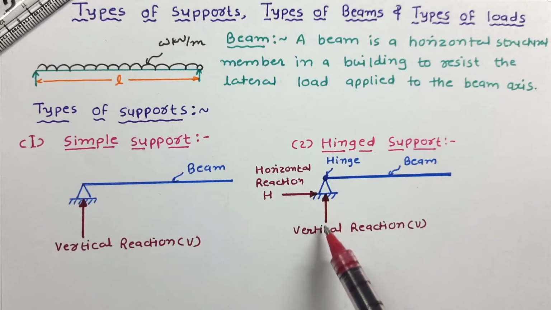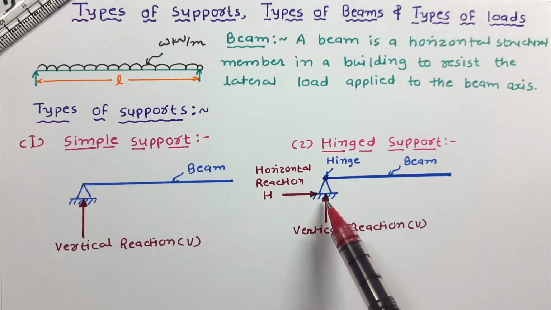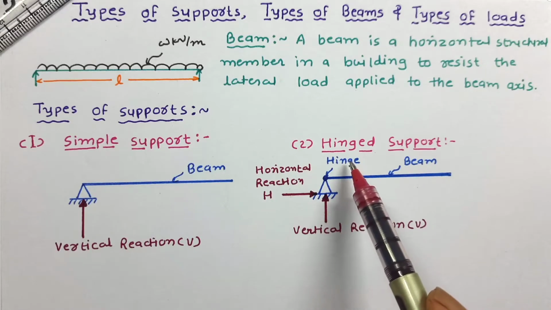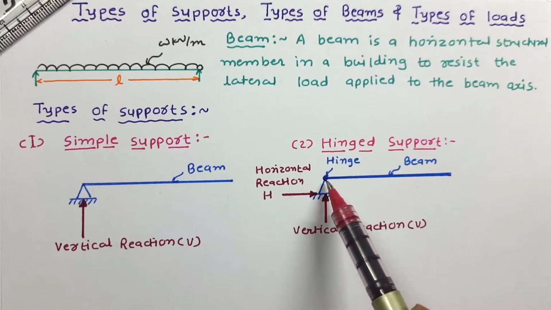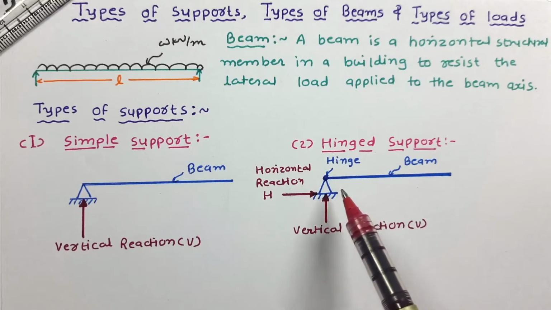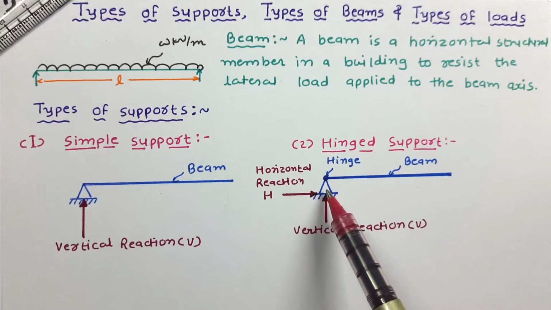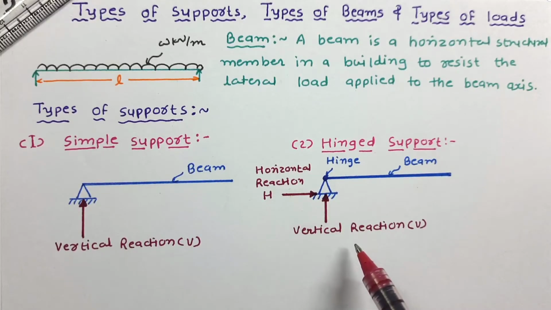The beam cannot move in vertical direction. So here there will be a vertical reaction, but the beam can rotate about this hinge. So there is no moment developed at this support. So in hinge support, horizontal and vertical reaction will be there.